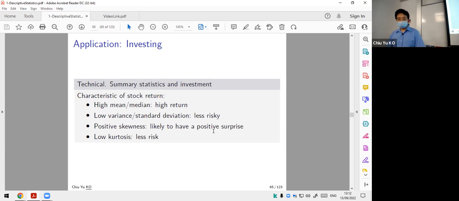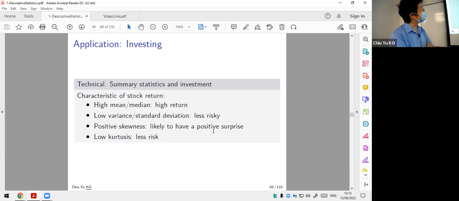Finally, I want to have one slide that talks about investment, because many people would be interested in investment, and what we learned from this class. We have many measurements, right? The first is central tendency, right? Mean and median. And what is a good stock? A good stock will be the one with high mean and high median, right? That will be a better return.